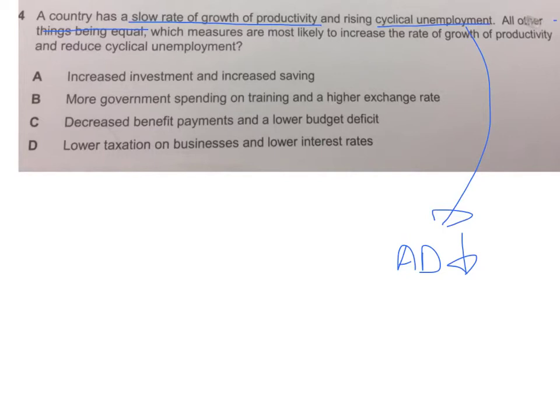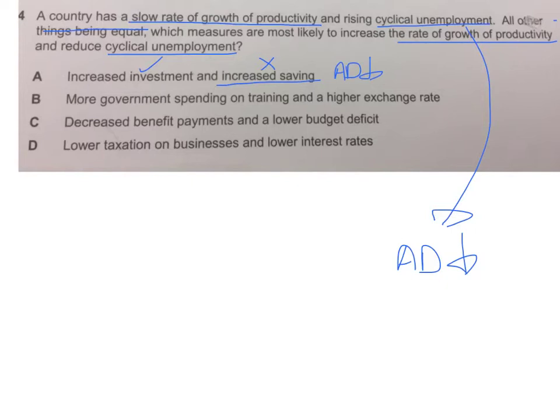Which measures are most likely to increase the rate of growth of productivity and reduce cyclical unemployment? So we need measures that both make workers more productive, but also reduce cyclical unemployment. It's really easy. It's one of those ones where you tick them as they go along. Increased investment will mean that workers become more productive. That's good. And increased savings. The problem is, if people are saving, they're not spending. So that would make AD go down, which would cause cyclical unemployment. So that's wrong.